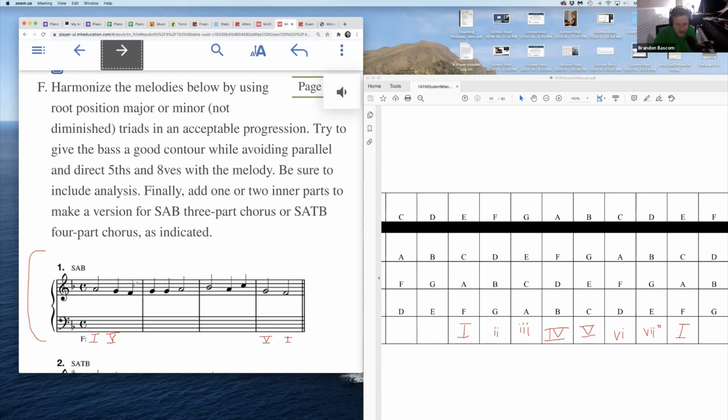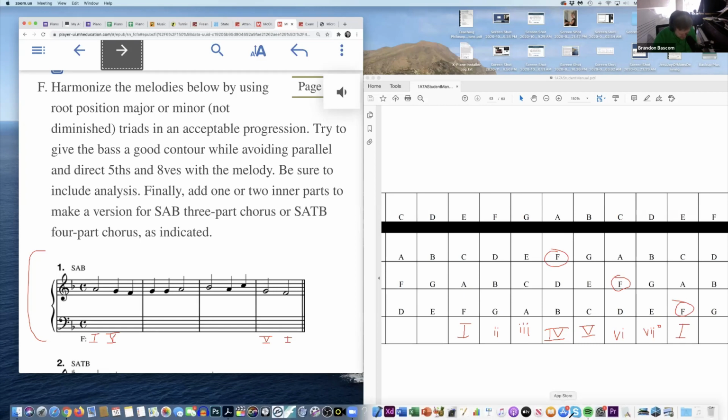All right, next we have an F. So the F can be in the 6 chord, the F can be in the 1 chord, or the F can be in the 4 chord. We know that the 5 chord goes to the 2 chord. The 5 chord on my chart can go to the 1 chord or it can go to the 6 chord. Y'all with me?